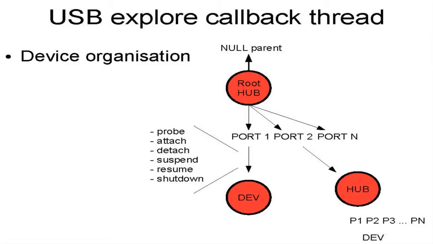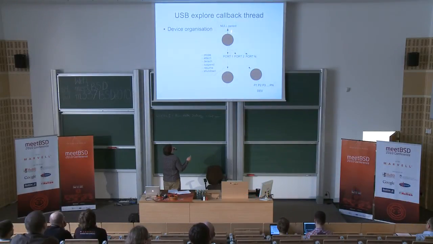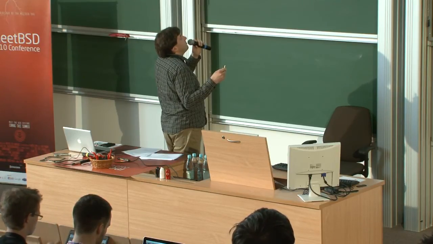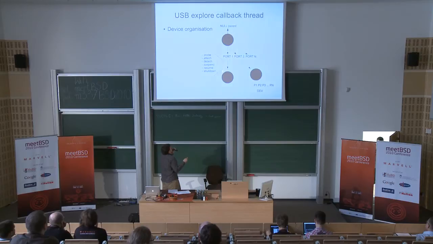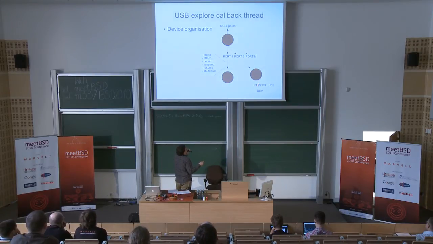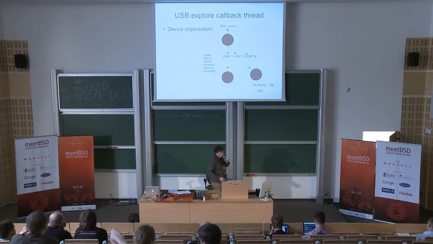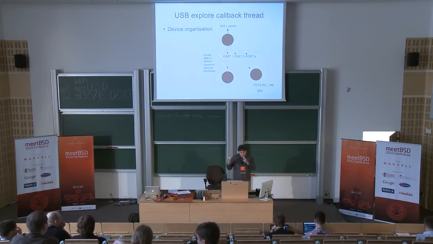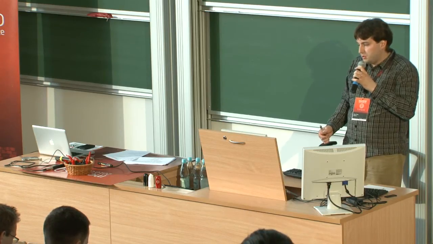This slide shows a little bit about the device organization. USB always has a root hub on top. You have different ports. The root hub has no parent. And then you can have a sub-hub, and this can have different ports again. Different kinds of events like probe, attach, detach, suspend, resume, shutdown are going downwards in the figure. So that's how USB devices are organized in the USB stack. And also this is valid for other USB stacks.